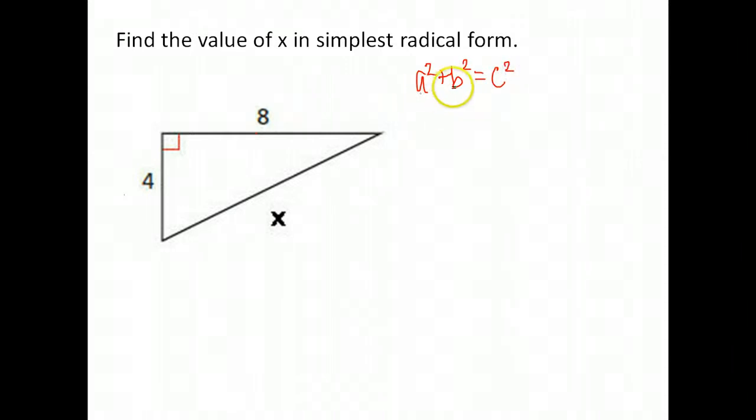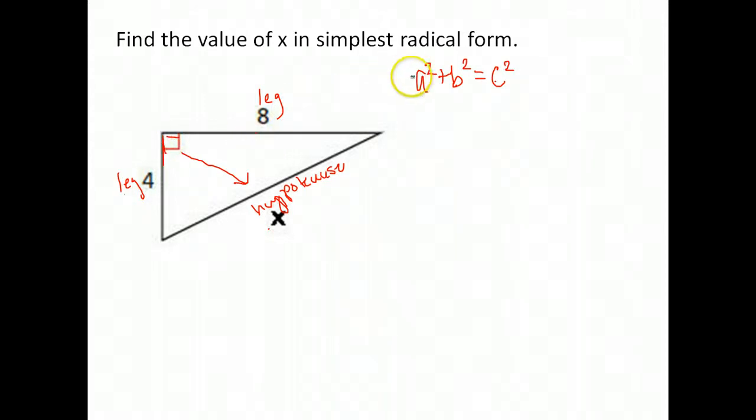I write it down. A squared plus b squared equals c squared. What parts do I have? Again, across from the right angle is your hypotenuse. So x is my hypotenuse. The other two would be my legs. So that means this would be a leg, and this would be a leg, the ones attached to that right angle. We fill in our information, so our legs are 4 and 8, and our hypotenuse is x.